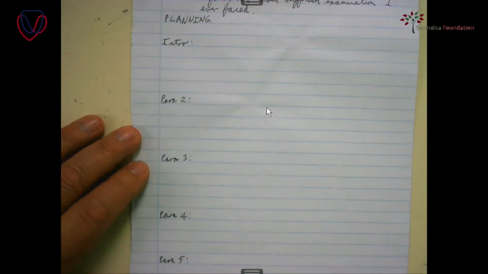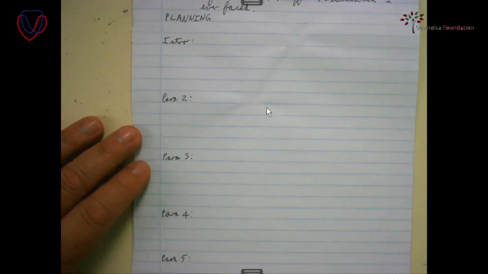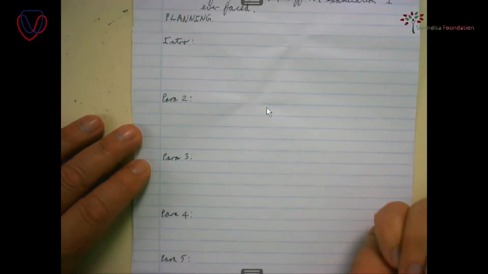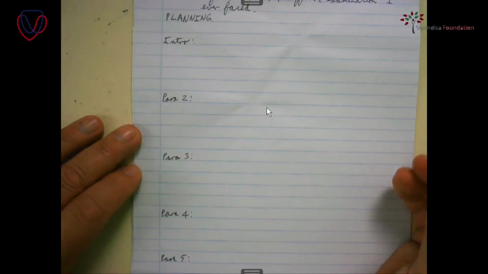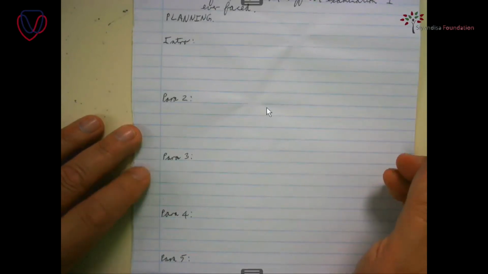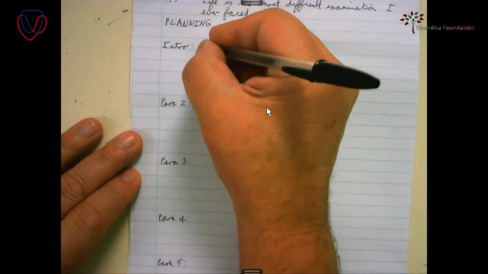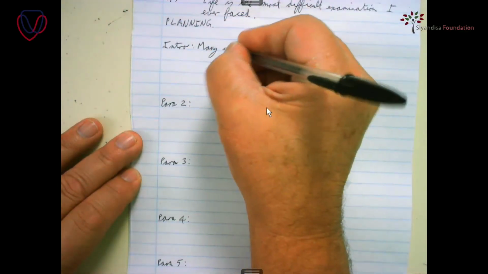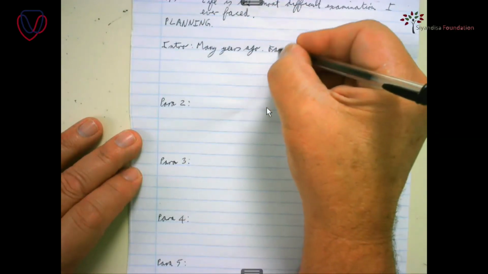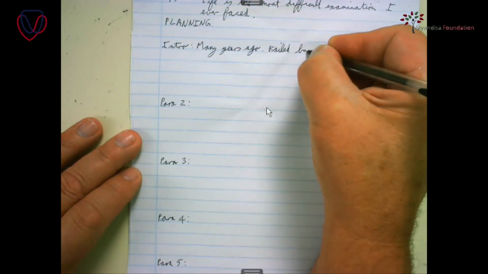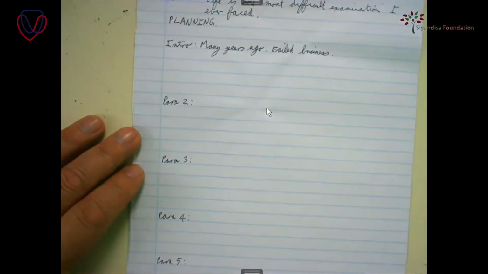Right. So, what is this all about? I'm going to start by putting in a few key points. What is this difficult examination? Well, the introduction would be, let's just say that I'm talking about how I went into business and the business was a failure. Okay, so intro. Many years ago, failed business. All right, so that would be just setting a bit of background.